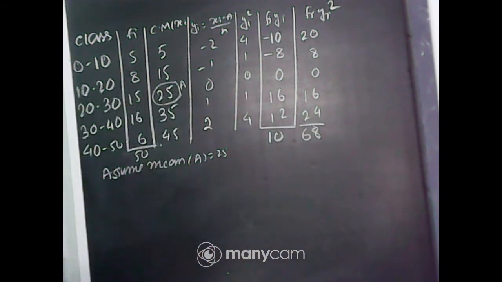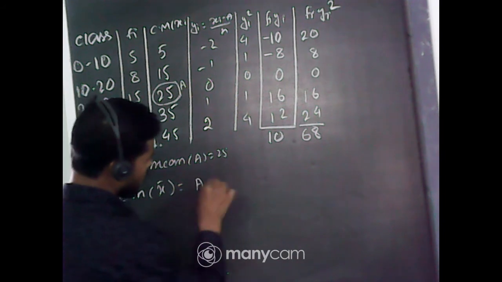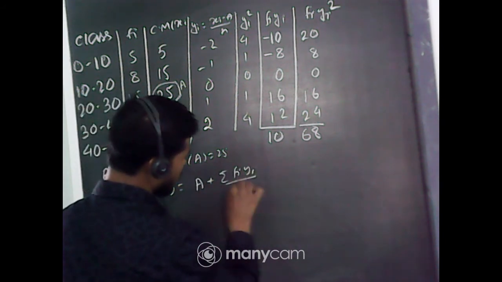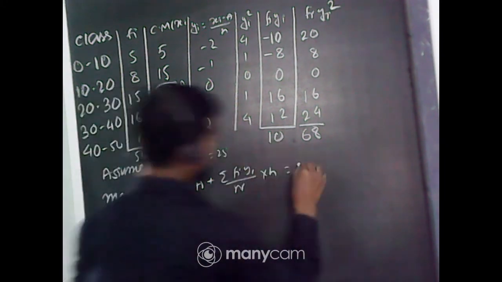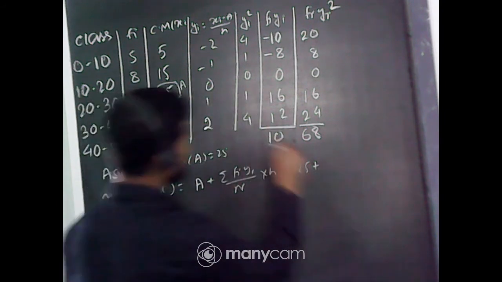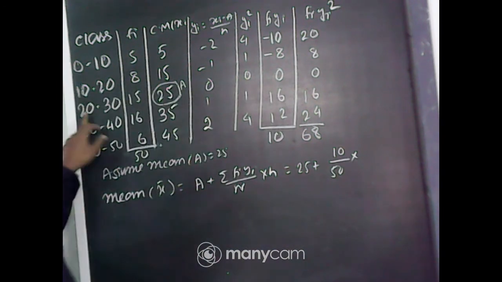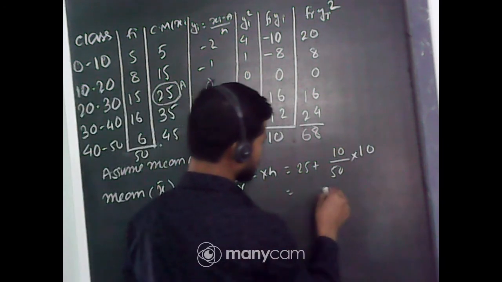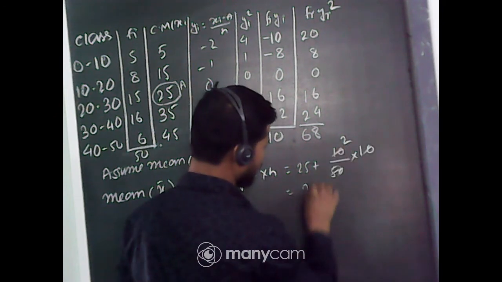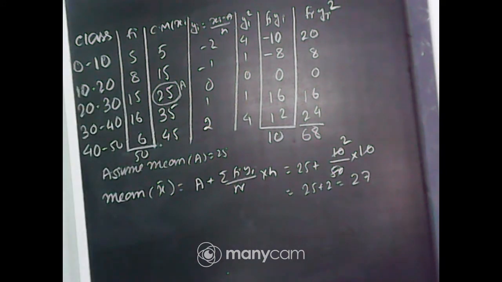So all values are known. Now find the mean of the data. The mean x bar is equal to a plus summation of fi yi by n, into h. Now put the values: a is 25, plus summation fi yi is 10, by n which is 50, into h. The value of h here is 10. So that gives 2. So 25 plus 2 is equal to 27. So the mean of the given data is 27. The mean is completed.